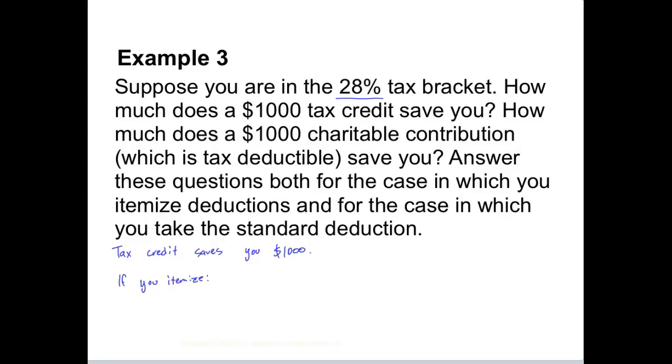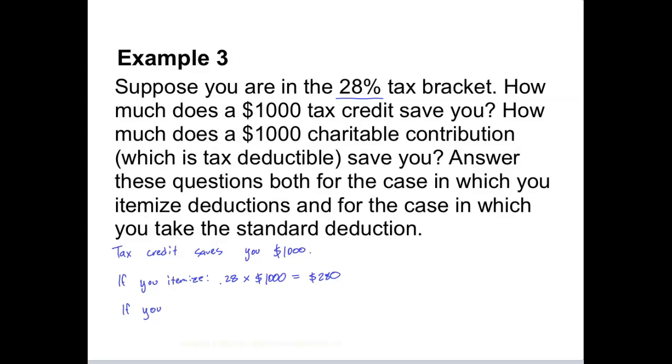So you're in the 28% tax bracket. If you itemize and deduct that $1,000, it's going to save you 28% of $1,000, which is $280. So if you itemize your deductions, then that $1,000 charitable contribution will save you $280, which is 28% of the $1,000 you donated, basically.